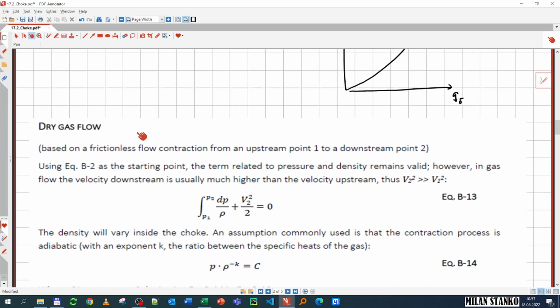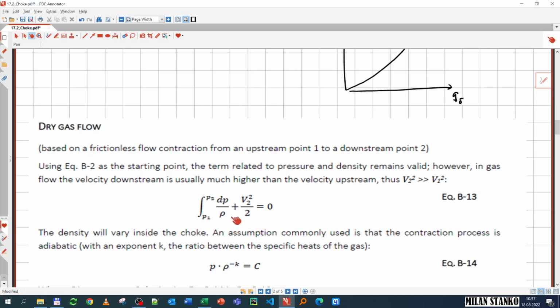Now let's go and look at the case of the dry gas flow. We have again the same equation applied between inlet and the throat. But now in this case, because the density of the gas is changing with pressure and we have a very low pressure at the throat, we say the velocity squared of 2 is much, much higher than the velocity of 1. Because of that, we can get rid of V1, and then we have a simpler equation to work with.